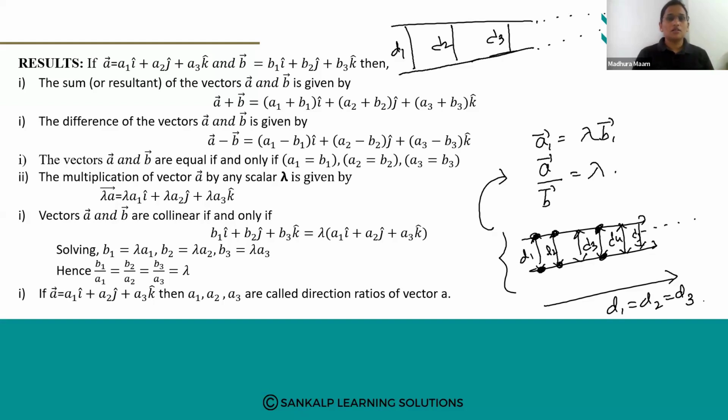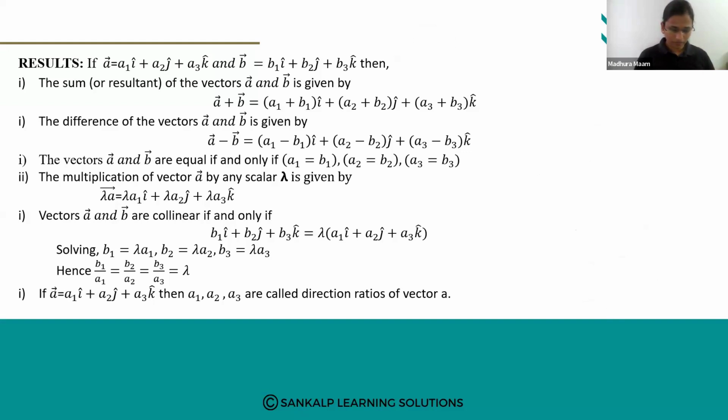Magnitude is nothing but your scalar. Correct? So if two vectors are collinear, A is always equal to lambda B, or B is equal to lambda A. Okay, so keep that much in mind. Or how do you check? How to check?